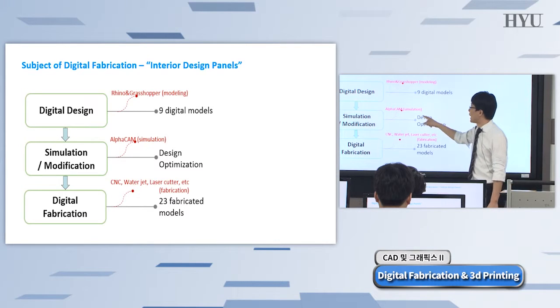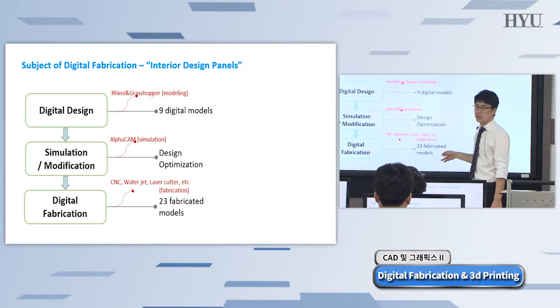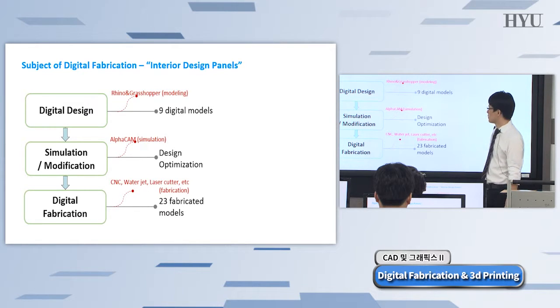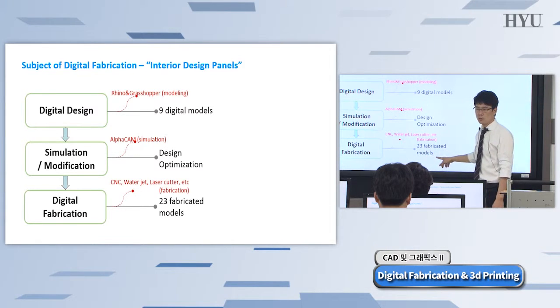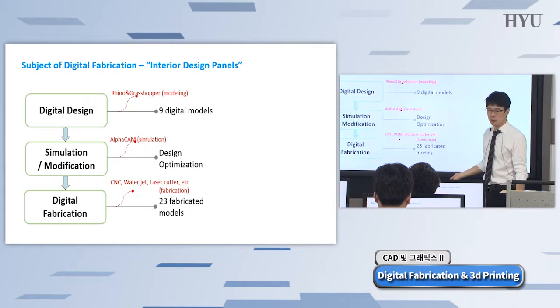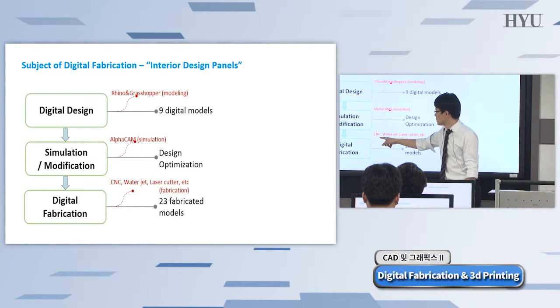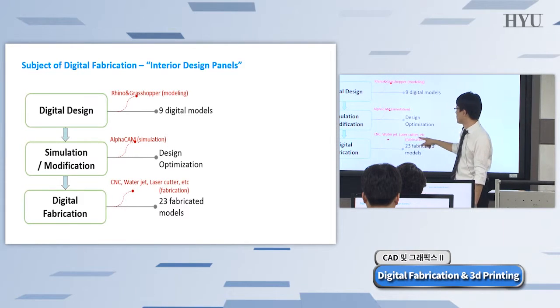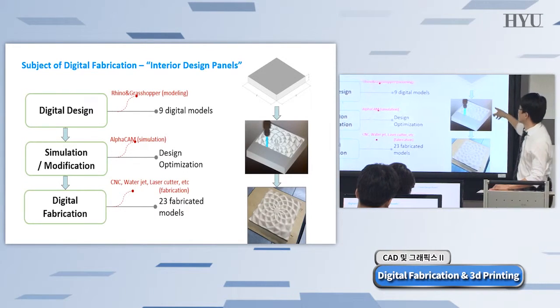And we used AlphaCam for simulation, for actual CNC machine manufacturing, fabrication. So at the end, 23 fabricated models we actually made, okay? And I'm gonna show you some examples today. We used some machines: CNC machines, a water jet machine, laser cutters, and some 3D printers, and so on, okay? So this one simply shows you the process.